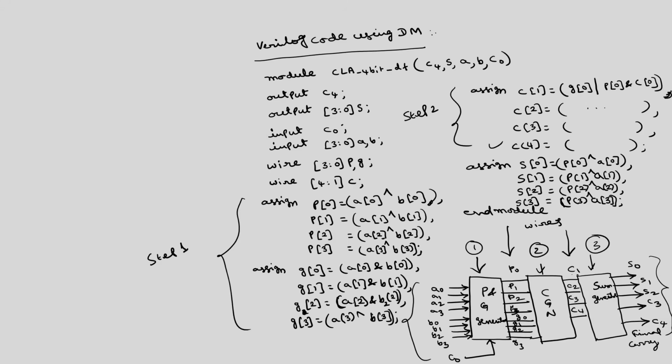So, if you want to write this using data flow modeling, we have a simple code, whereas if you want to use gate level modeling, it becomes very difficult because we have a lot of gates here. So, this is about the Verilog code using data flow modeling for a carry look ahead adder. Thank you.